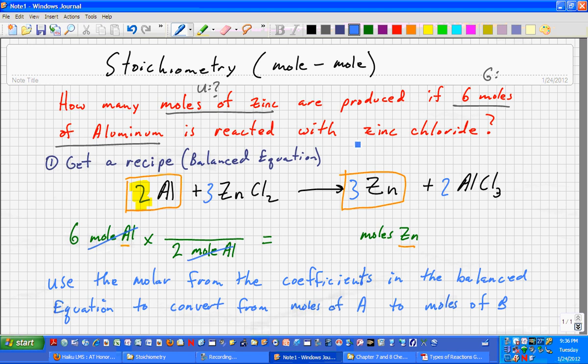So on top, I'm going to go over to the other box that I boxed in. This 3 is the other part of my molar ratio: 3 moles of zinc. So that's what I'm left with. I go ahead and do the math here. I know that this will go down to 1 and a 3, so I wind up with 9 moles of zinc.